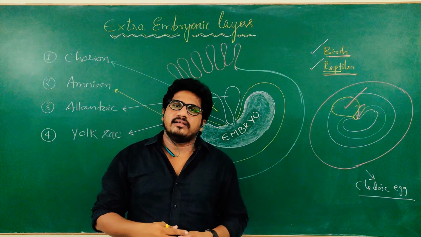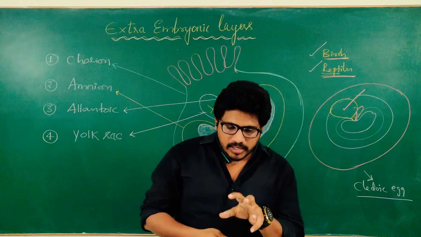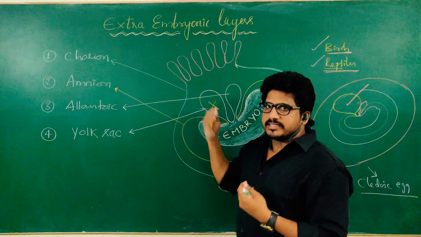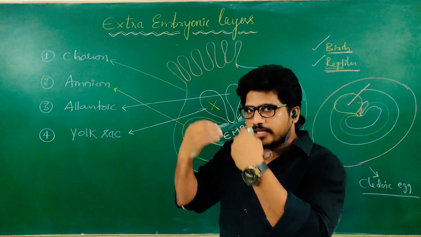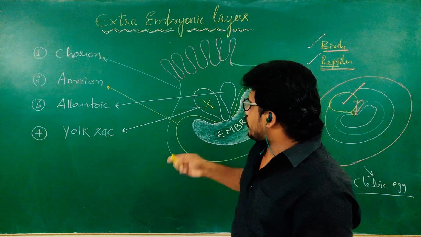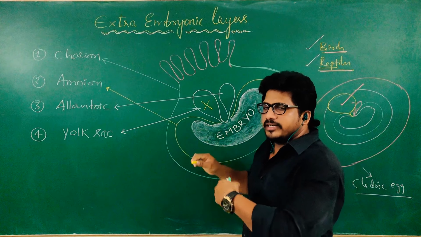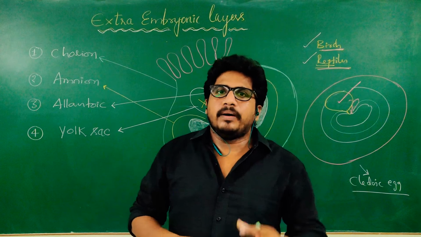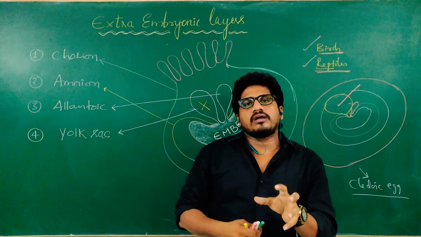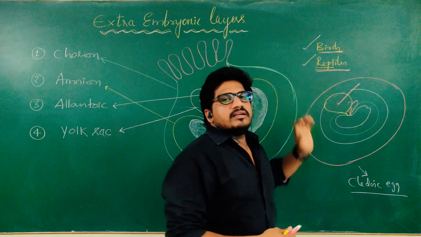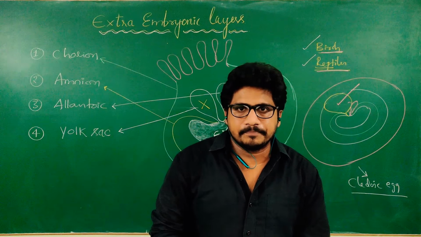No further development. What is the function of yolk? Yolk helps in nourishment. But in humans, the placenta is there. The placenta is a nourishing part. It helps in the transport of all the nutrients. Then what is the use of yolk? That is why the yolk sac is present, okay? Later in embryogenesis, it will become vestigial. But among the extra embryonic layers, yolk plays a very important role during embryogenesis in birds and reptiles.